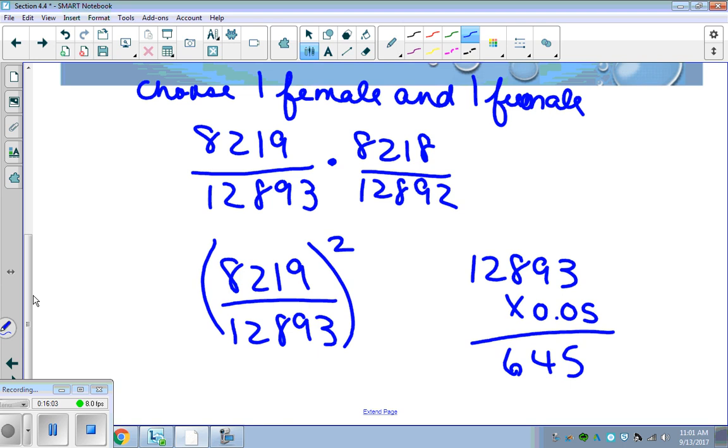Well, because this was choose one and choose one. But if I said choose 5 females, then it would be to the 5th power. If I said choose 644 females, it would be to the 644th power. Your calculators won't even be able to handle that. It'll just say error. Does that make sense? But that's how I'm going to figure out if the sample I'm pulling is small enough from the population to be able to use that rule. Excellent.